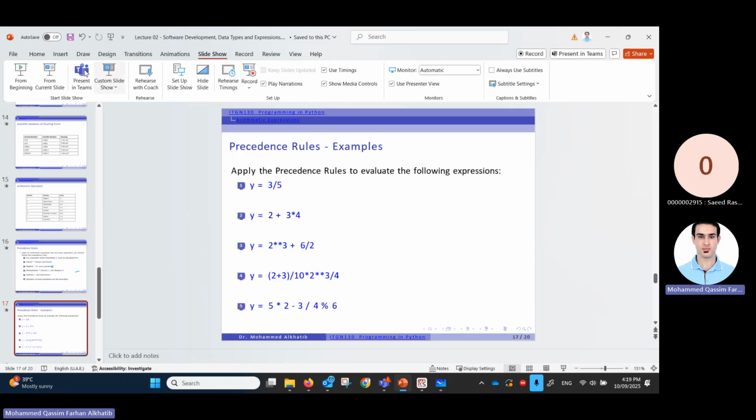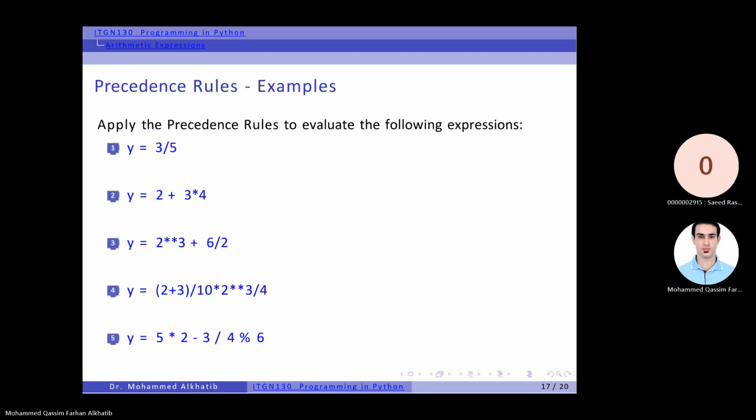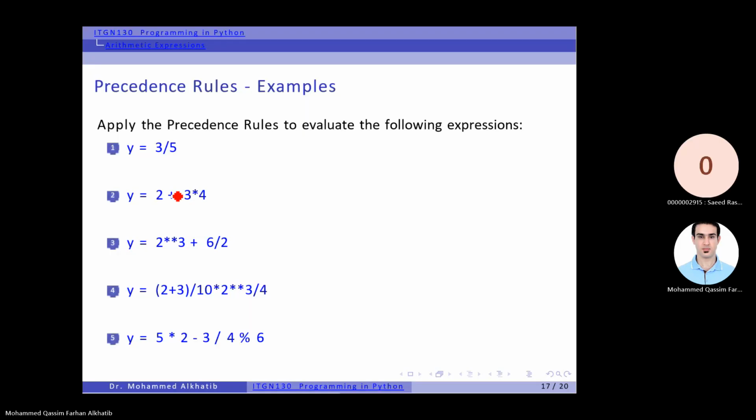Okay, here's something for exercise. We'll do them real quick. So here, apply the precedence rules to evaluate the following expression. What is the output of this? 0.6. What about this? I have 12, 2, 14. What about this? 9, 3, 12. What about this guy?